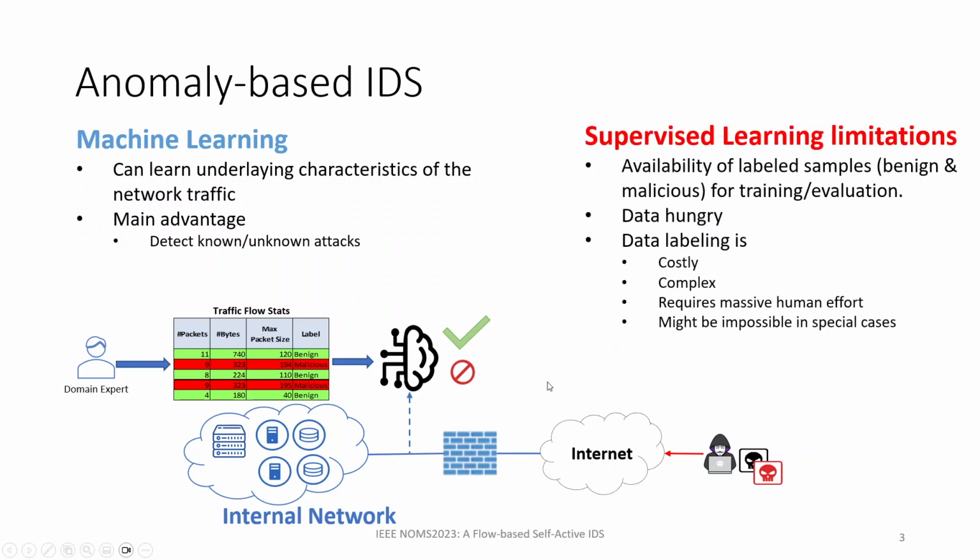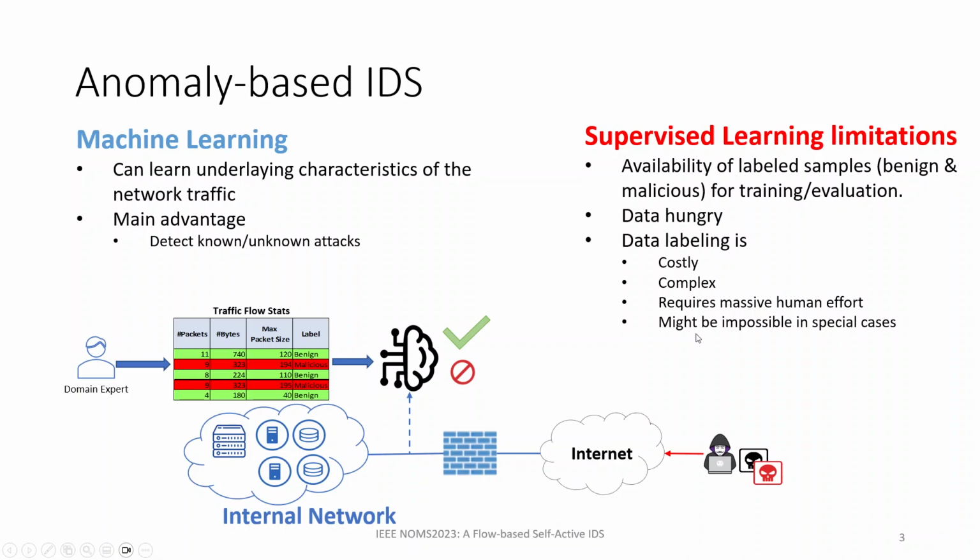However, it also has some limitations. The first limitation is that it requires the availability of both benign and malicious labeled data for training and evaluating, which is not very realistic in real production. And some supervised learning, like neural networks, is data hungry and requires a massive amount of labeled data to train. On the other hand, data labeling is costly, complex, requires massive human effort, and might be impossible in some special cases, for example, for privacy issues.